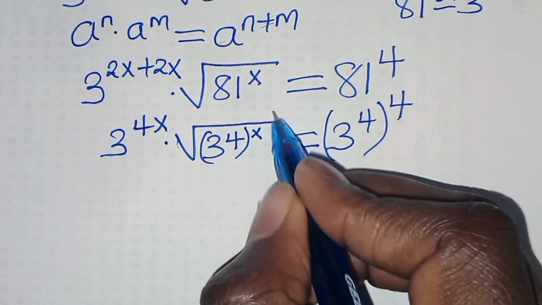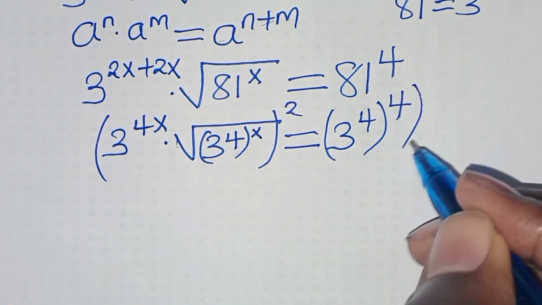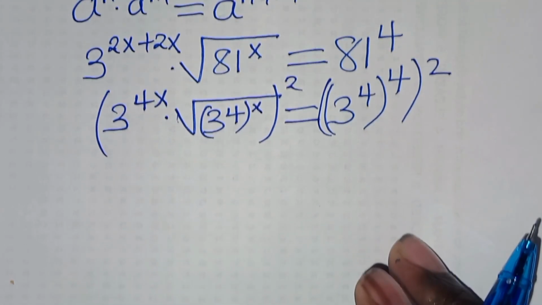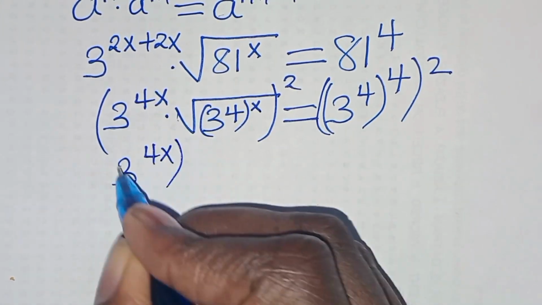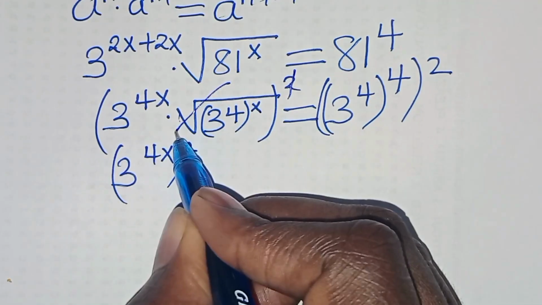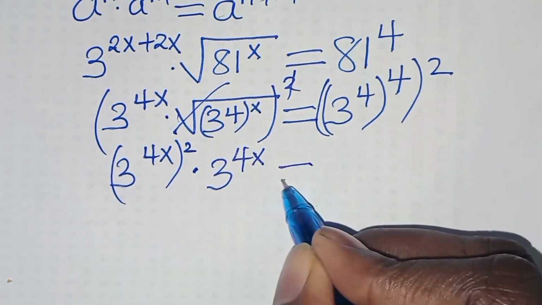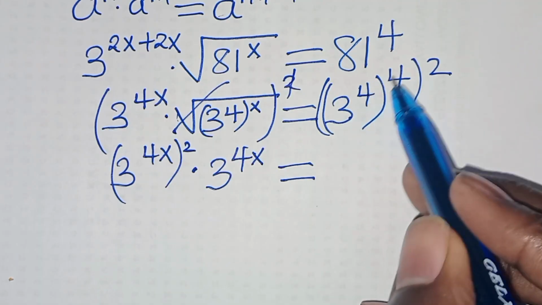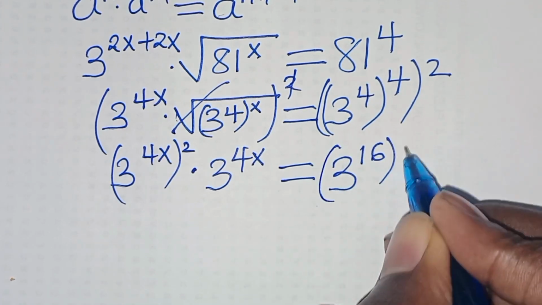So from here, again, we are going to square both sides. So that now, here we have 3 raised to the power 4x, then raised to the power 2, multiplying by, now here we eliminate the square root sign. So here we have 3 raised to the power 4x. So this is equal to, now this is 3 to the power 4. Now we have 4 times 4, which is 16. So we have 3 to the power 16 raised to the power 2.